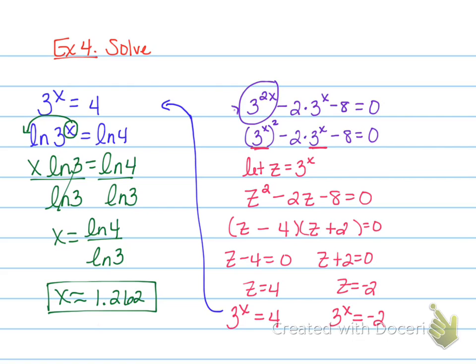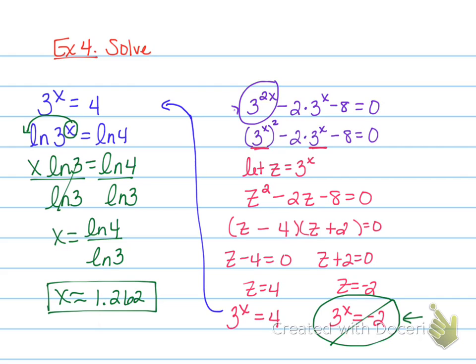Now, we still have that other one to work on. But let's think about this. We've done 3 to the x. We did a parent table for it. Even when I had a negative exponent, I ended up with a positive fraction, remember? So there's nothing that you can take 3 and raise it to that's going to equal a negative 2. So therefore, that one doesn't have a solution. So the 1.262 will be our only solution.